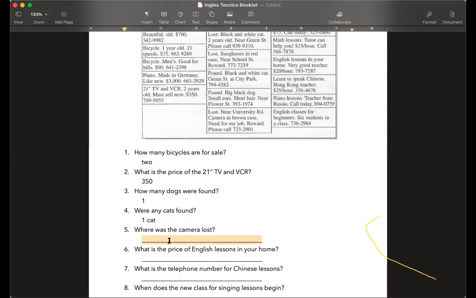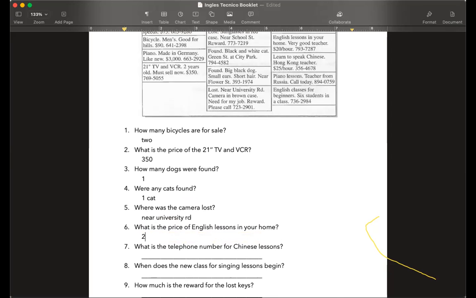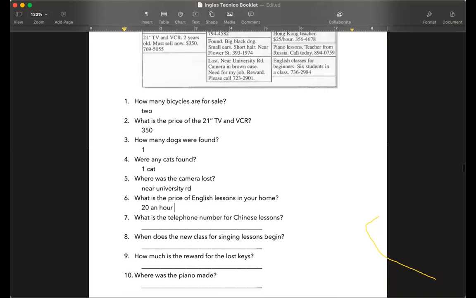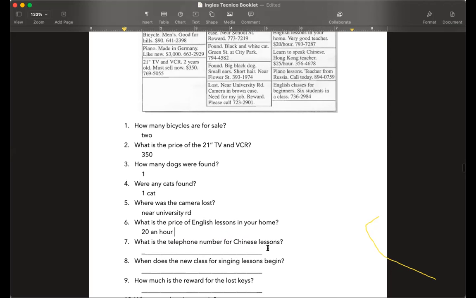Where was the camera lost? Near University Road. What is the price for English lessons in your home? $20 an hour. What is the telephone number for the Chinese lessons? Okay, yes, what Sandra said.